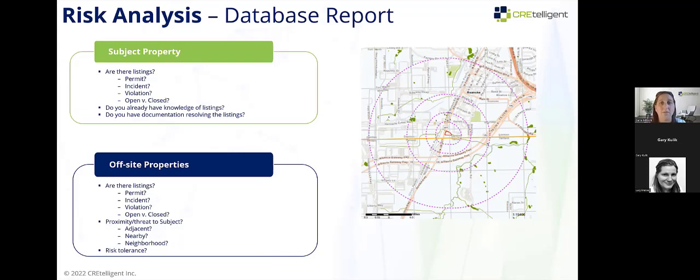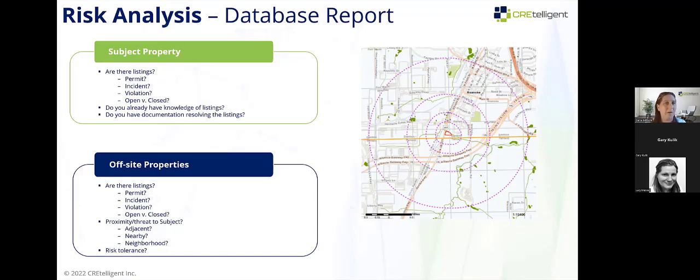So did you already have knowledge of the listing? So if you're doing portfolio monitoring, for instance, you run database reports and get your feedback on the properties. If you already know about the incidents and there aren't any new incidents, then you can take that into mind. You can put that into your risk analysis. But if there are new listings that have occurred that you weren't familiar with from before, that's something you're going to want to dig into a little bit more.